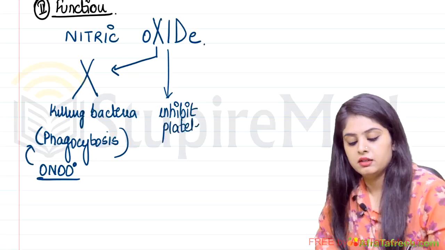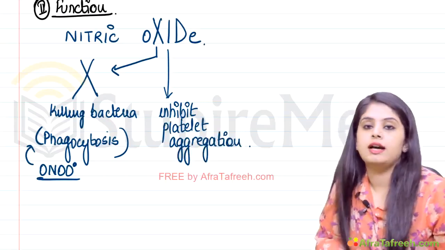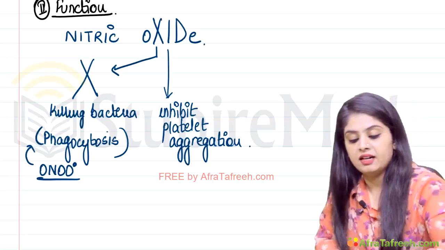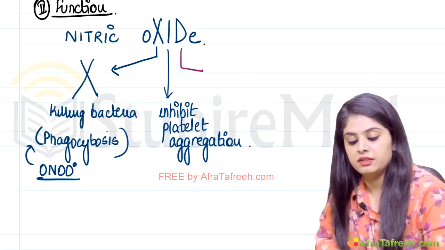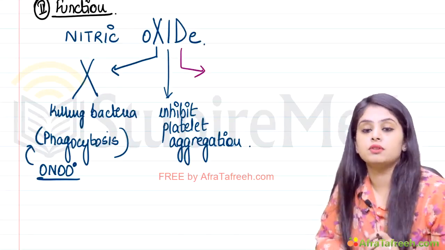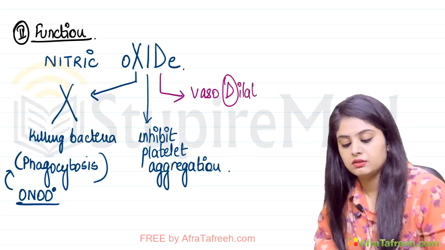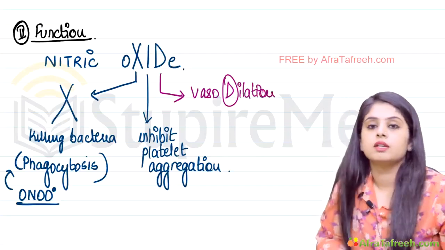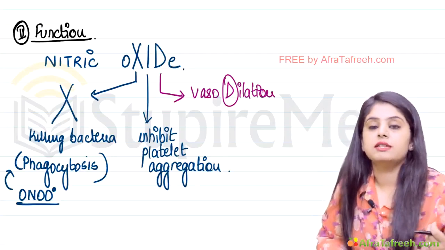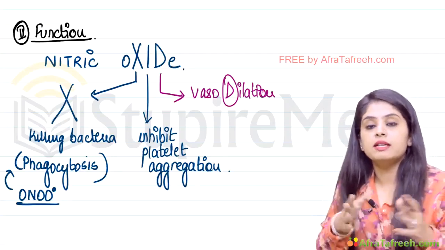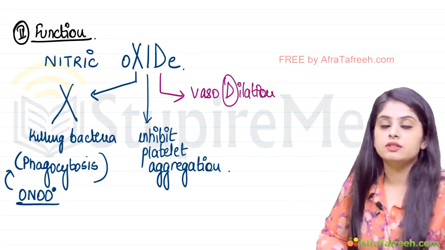platelet aggregation. It is going to inhibit platelet aggregation. And lastly, what is with D? One very important concept. It causes vasodilation. Now questions out of these tend to maximally come on the concept that nitric oxide is causing vasodilation.